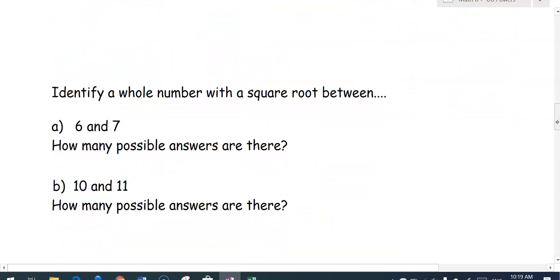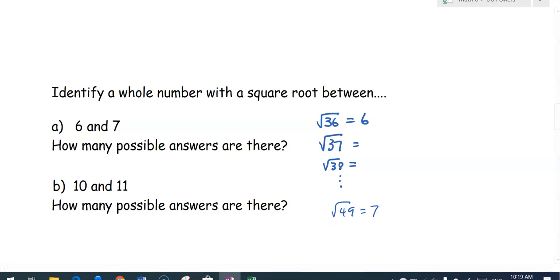Identify a whole number with a square root between 6 and 7. Well, I know the square root of 36 is 6, so I know the square root of 37 has to be greater than 6. The square root of 38 has to be greater than 6. The square root of 49 is 7. So I know that the square root of 48 has to be less than 7.